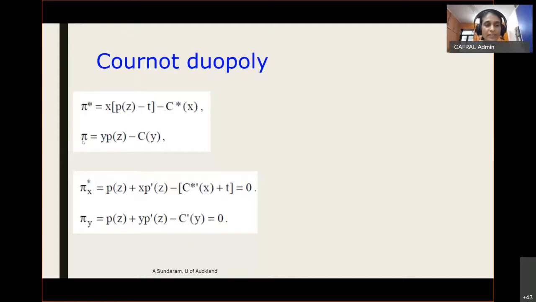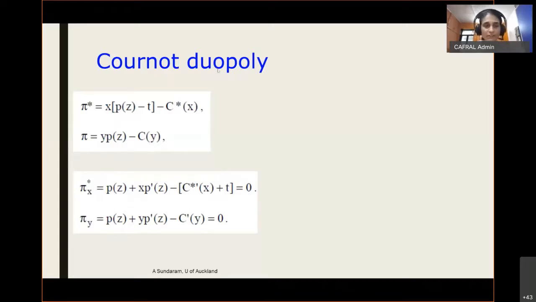But note that the Indian firm does not have to pay the tariff, right? Because the government is protecting the Indian firm by putting a tariff on the foreign firm. So the Indian firm's profit is Y times P minus CY. That is the profit function for the Indian firm. Now, this is a Cournot duopoly model.